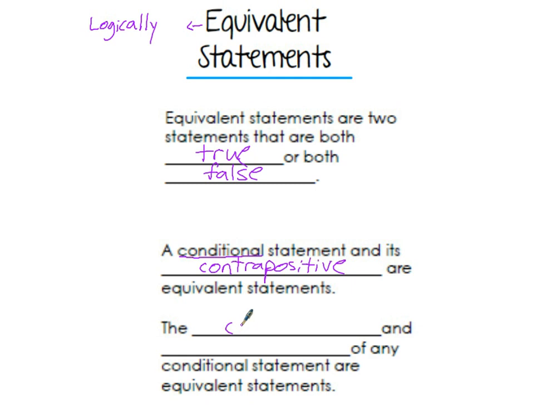So let's write that down here. Finish up our foldable. So the converse and inverse of any conditional statement are equivalent statements as well. So if the converse is true, the inverse is going to be true, and vice versa. If the converse is false, the inverse is always going to be false.